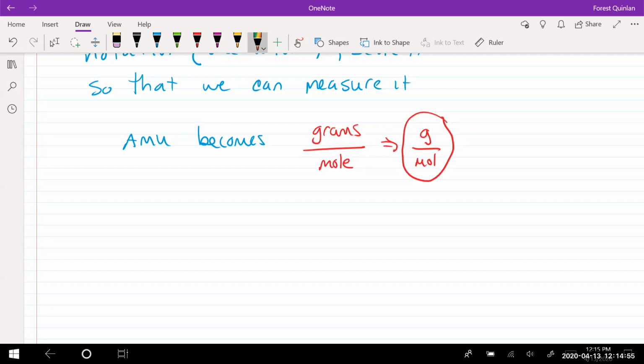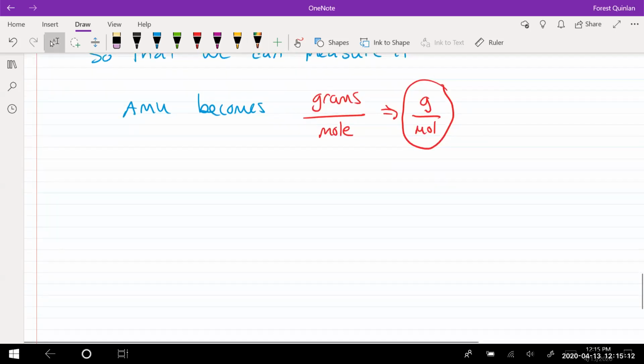Now, here's how we're going to use this grams per mole. Keep in mind, a mole is just a thing. It's just a dozen. It doesn't matter. You can have multiples of moles. You can have parcels of moles. Just like you can have a half dozen, you can have a half mole's worth of material. This is as hard as the math gets right here.